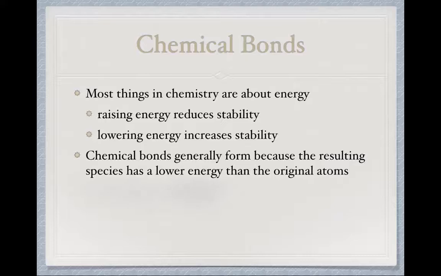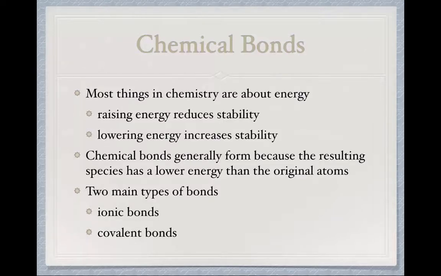Now we've got a couple of main types of bonds that we're going to look at. We have ionic bonds and we have covalent bonds. Let's take a look at each one of those separately.